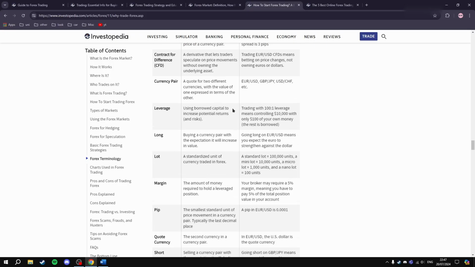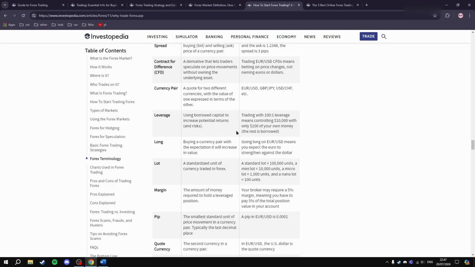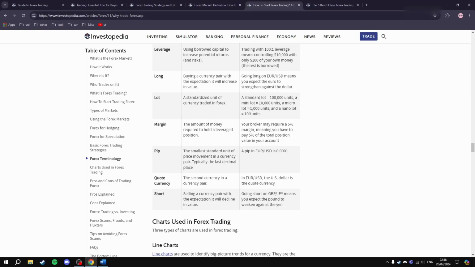Contract for difference, or CFD: a derivative that lets traders speculate on price movements without owning the underlying assets. Trading Euro USD CFDs means betting on price changes, not owning euros or dollars. Currency pair: a quote for different currencies with the value of one expressed in terms of the other. Euro USD, GBP JPY, USD CHF, etc.